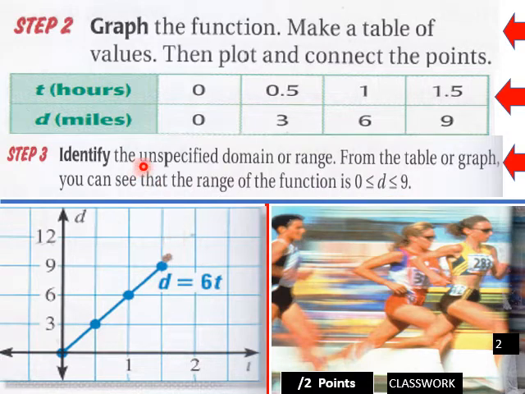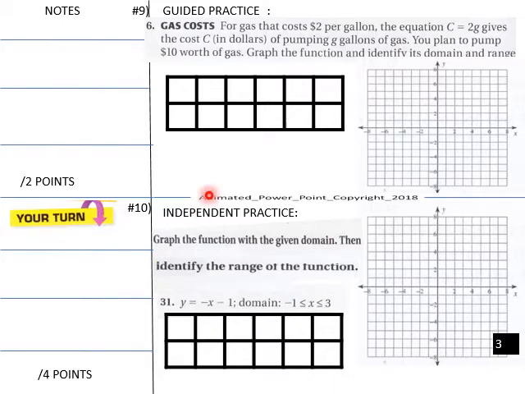So identify the unspecified domain or range. From the table or graph, you can see that the range of the function is 0 is less than or equal to d, less than or equal to 9. So we start from 0, and then we finish up here at 9. Okay, so we know our range.